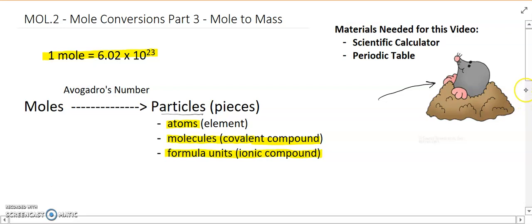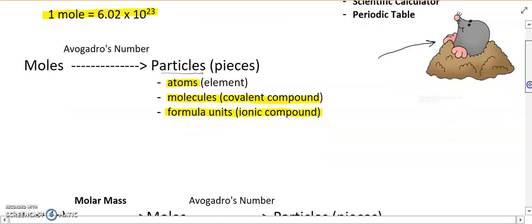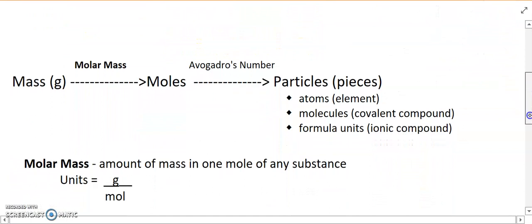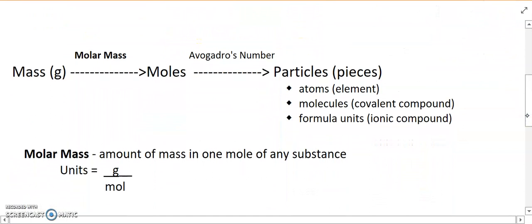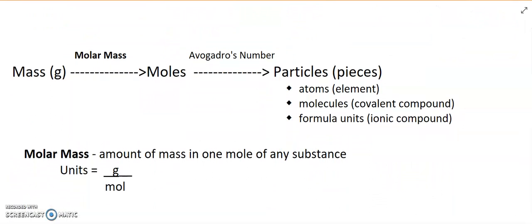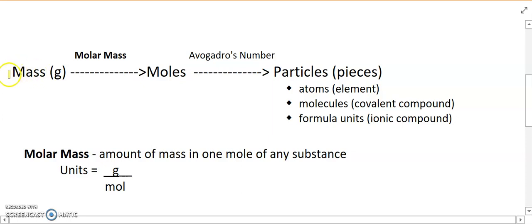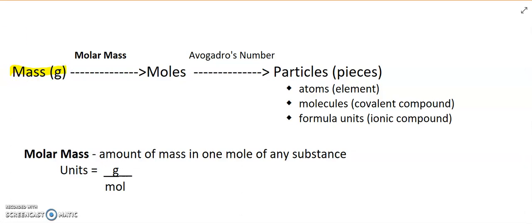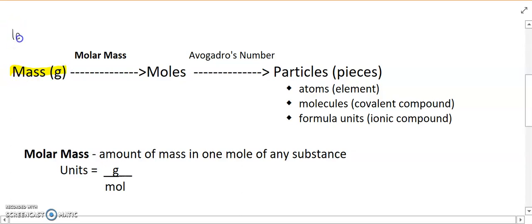So for today, we're going to take a look at the next part of this conversion. The next part of this conversion involves mass. And what's the big deal about mass? Well, mass is what we measure in lab. Mass is our lab data. So you go back in any chemistry lab and you throw something on a balance, and your units are going to come out to be grams.